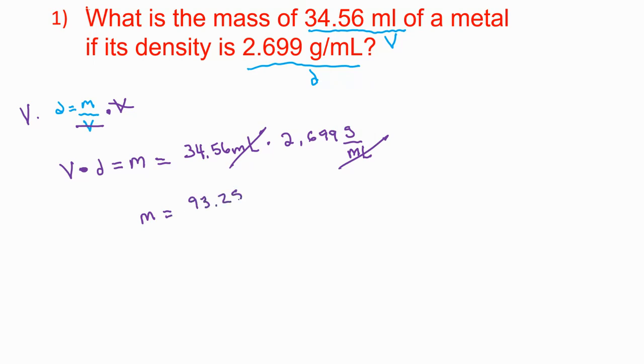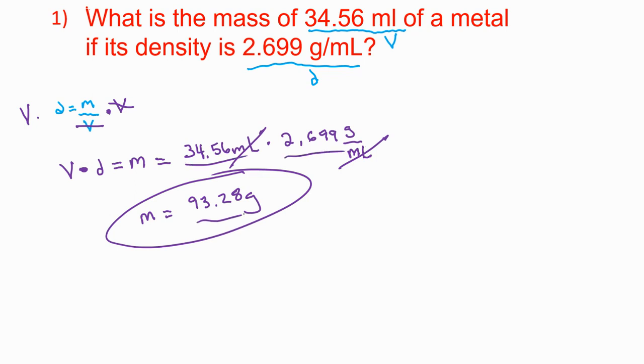93.28 grams. It's more complicated than I'm about to explain, but usually you're going to keep the same number of digits as the item with the fewest number of non-zero digits in the equation. Since this has 4 digits and this has 4 digits, I'm going to keep 4. In a week or so, we'll learn that it is a little bit more complicated, and we'll figure out how to decide how many digits to keep in our answer.